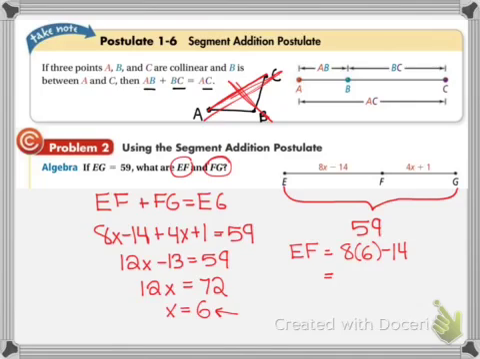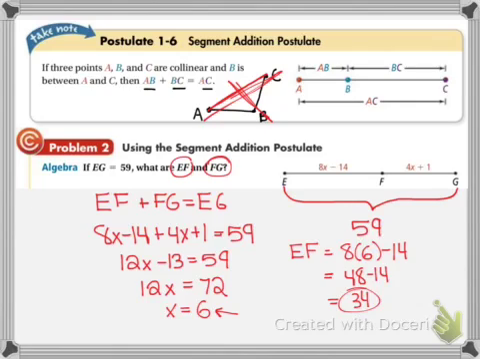So now we have 8 times 6, which is 48, minus 14. So EF has to be 34. Okay. So now, once we find one, we have two options of finding the other. Either I can substitute 6 in and find FG, or I know the whole thing is 59, so I could do 59 minus 34 and find the length of FG. Either one would work, okay?